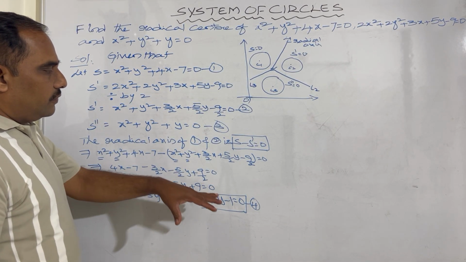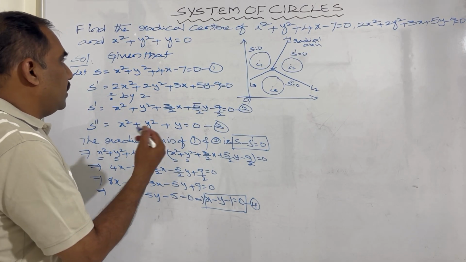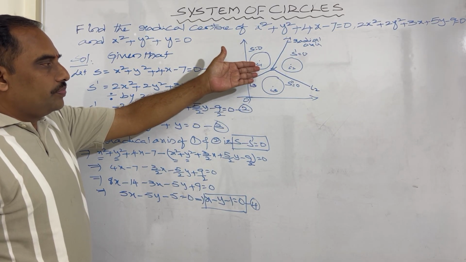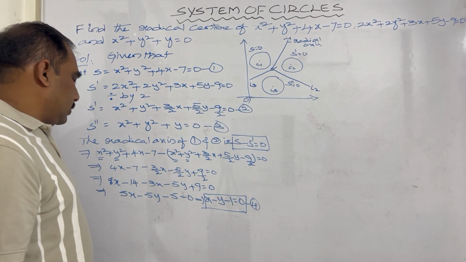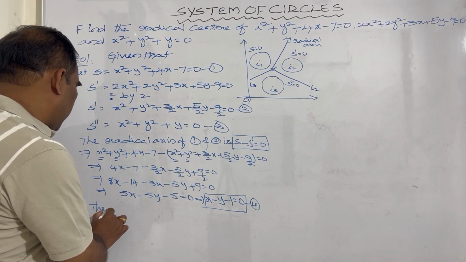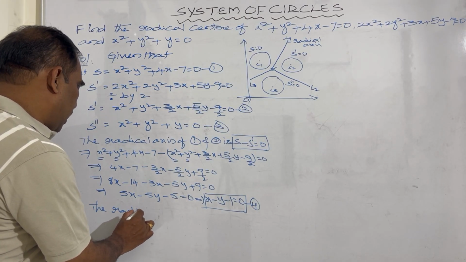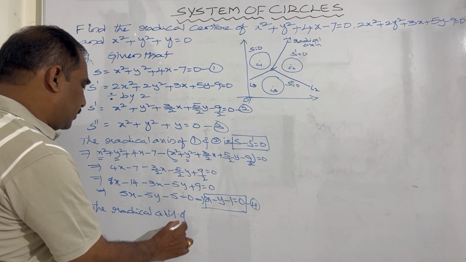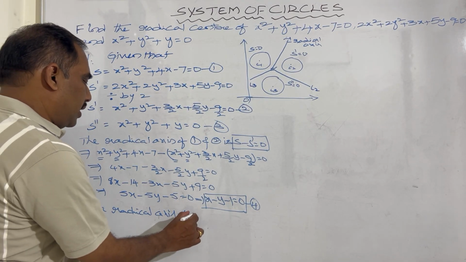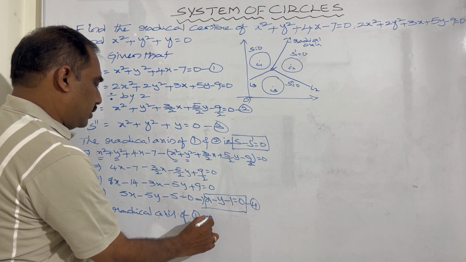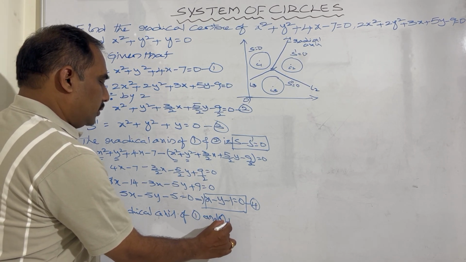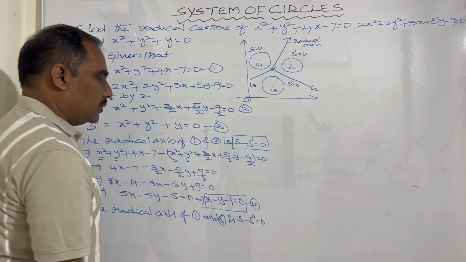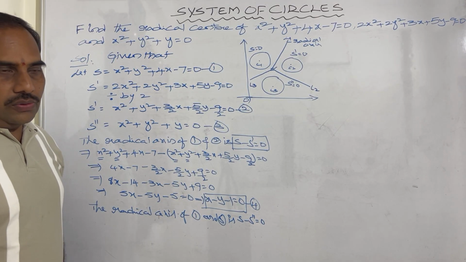So this is the fourth equation. So the radical axis of 1 and 2 we found. Further, you can find the radical axis of either 1 and 3 or 2 and 3. Now I am finding the radical axis of 1 and 3, again to avoid the fractions. So for 1 and 3, it is S minus S double dash is equal to 0.